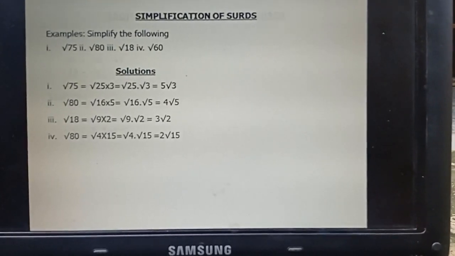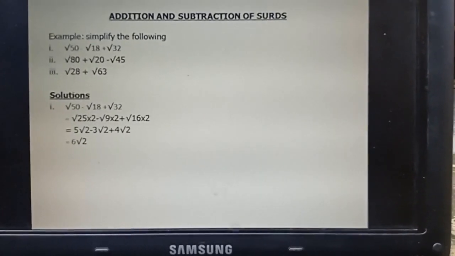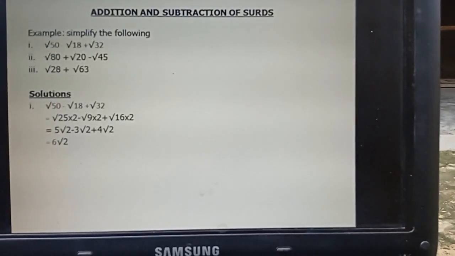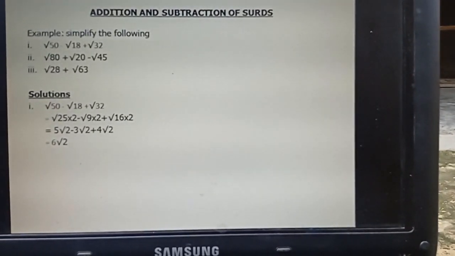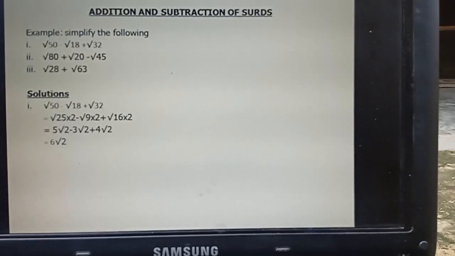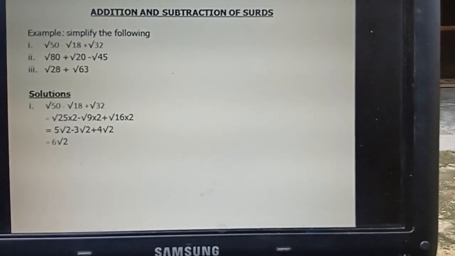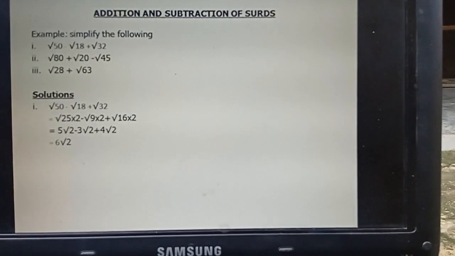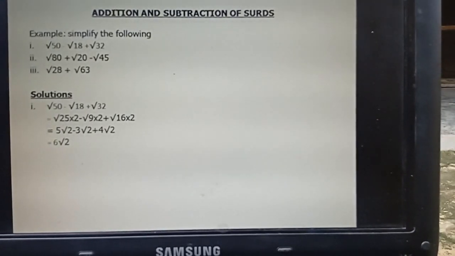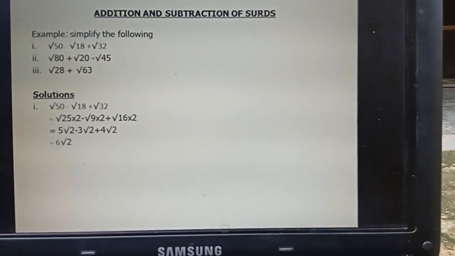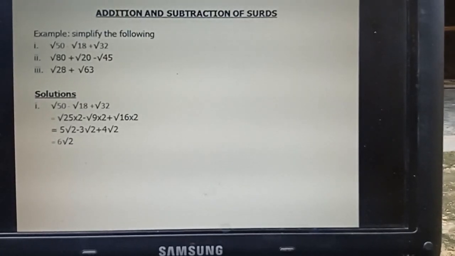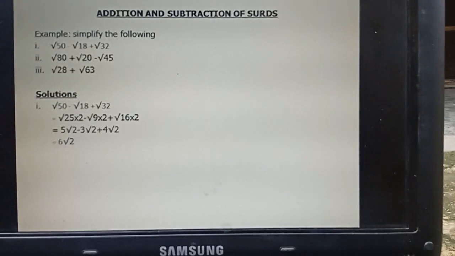So let us move to another aspect in this sort. We have addition and subtraction of sort. You see, simplify the following. Root of 50 minus root of 18 plus root of 32. Root of 80 plus root of 20 minus root of 75, minus root of 45. Root of 28 plus root of 63.